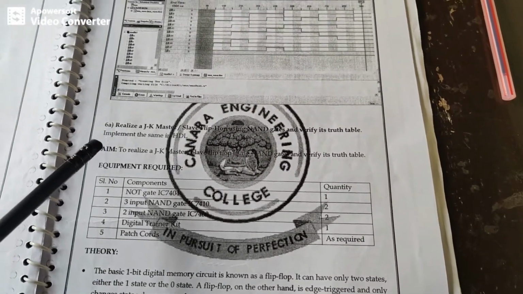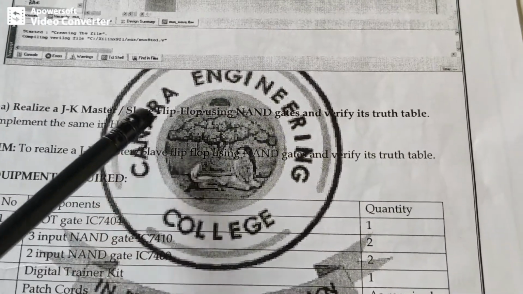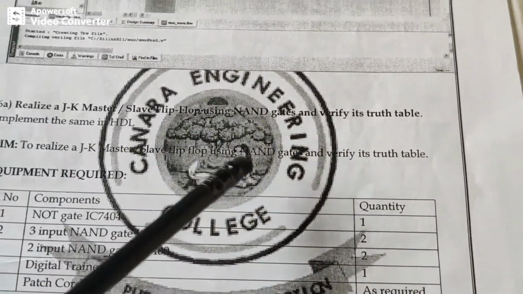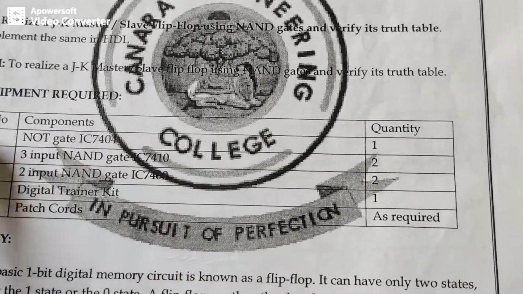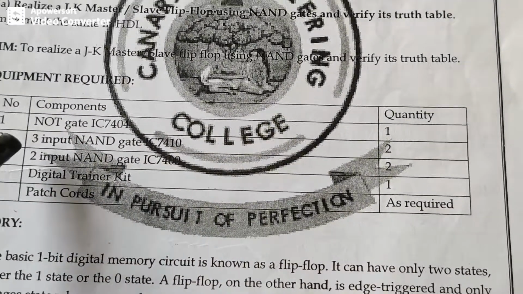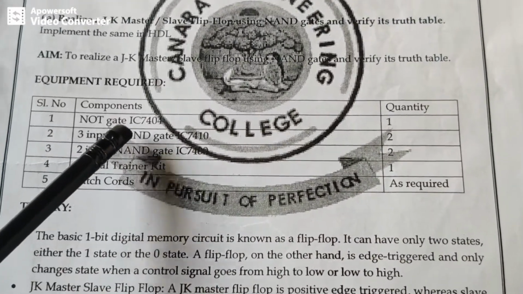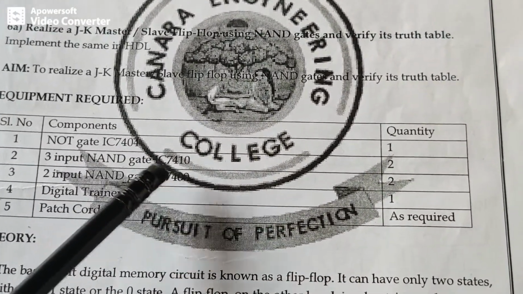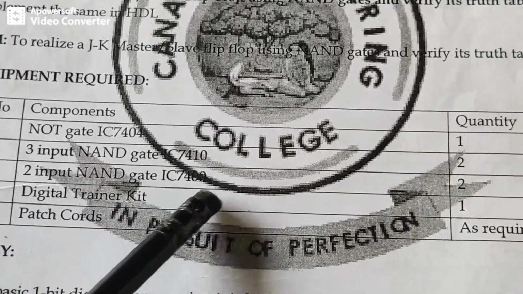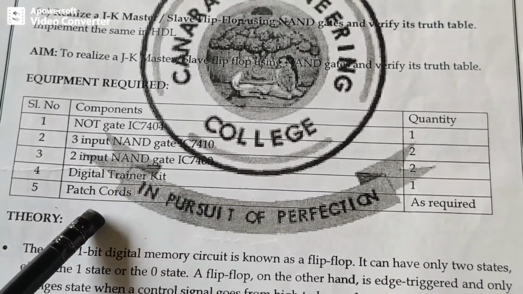Today we will see the realization of JK master slave flip-flop using NAND gate and verify its truth table. So what are the components required to implement this experiment? The components required are one NOT gate IC 7404, 3 input NAND gate 7410, 2 input NAND gate 7400, digital trainer kit and patch cord.